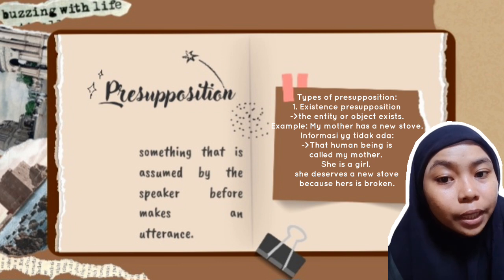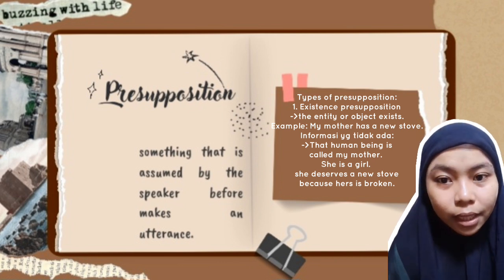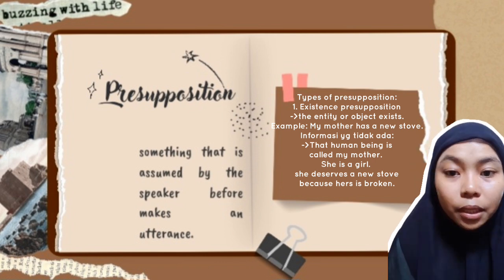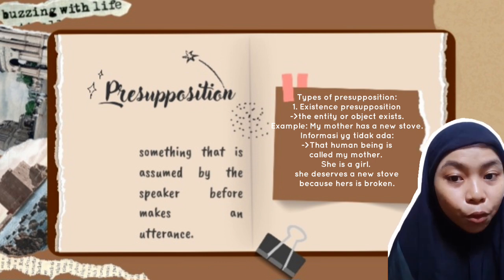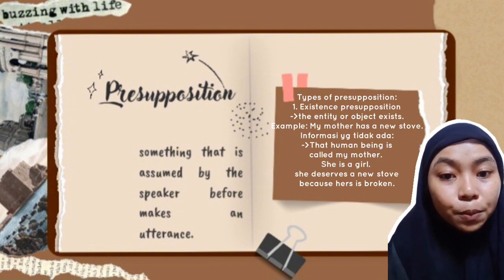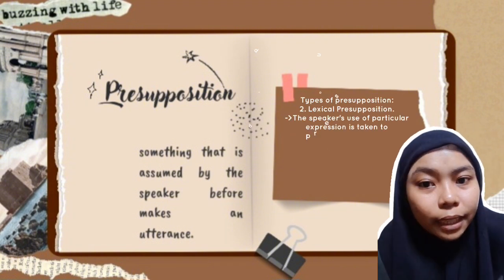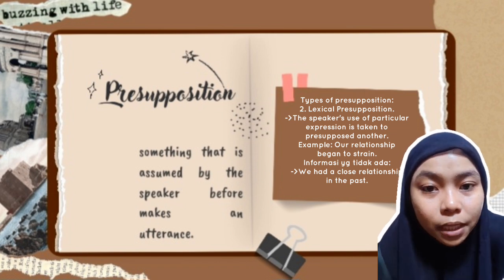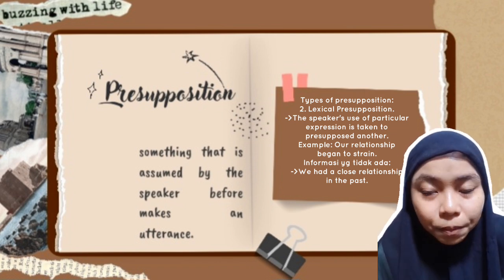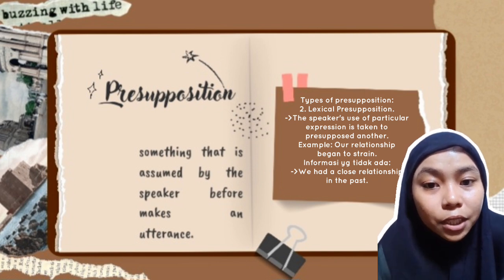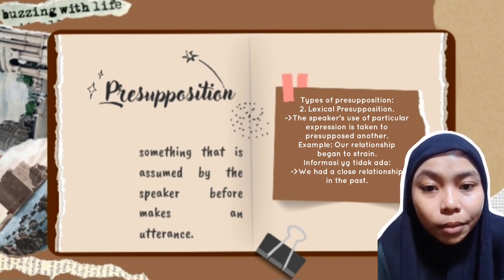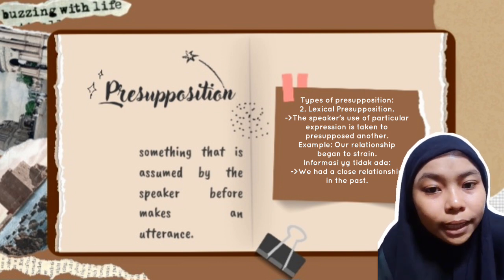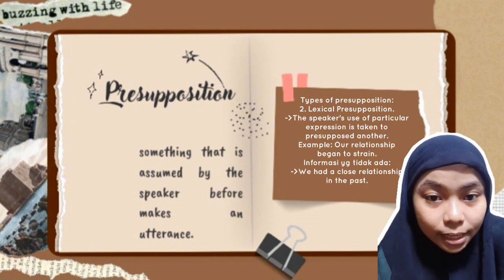Information that when you hear it, you don't need me to tell it: that human being is called my mother. She is a woman. She deserves a new stove because hers is broken. The second, lexical presupposition, that is, the speaker's use of a particular expression is taken to presuppose another meaning. The example: our relationship began to strain. Information that when you hear it, you don't need me to tell it: we had a close relationship in the past.